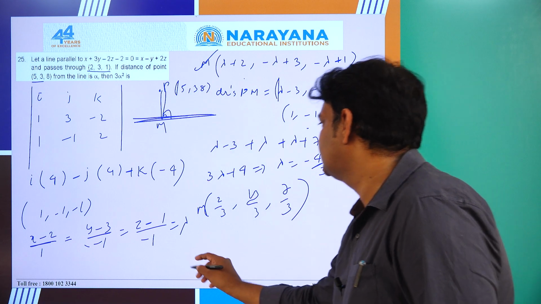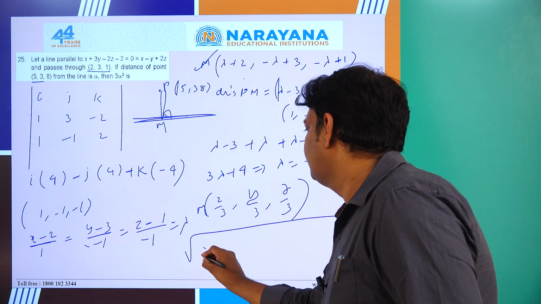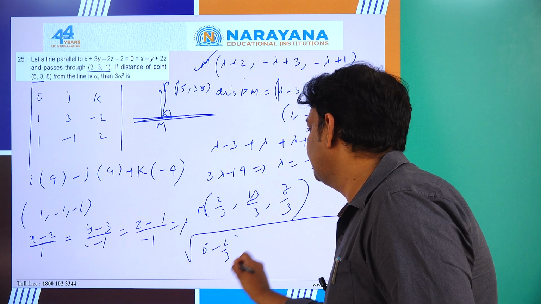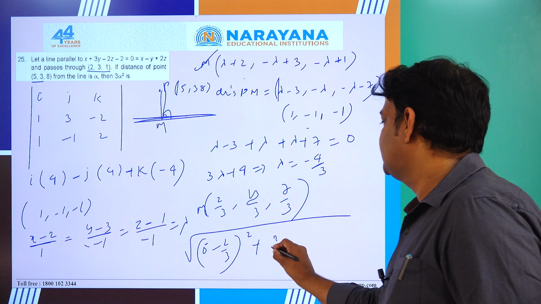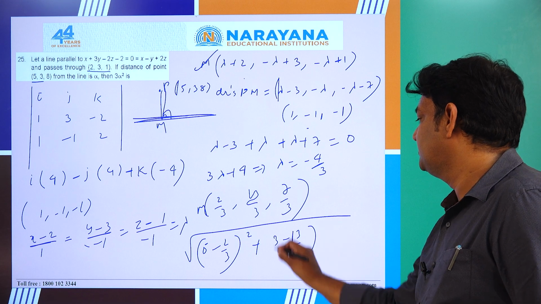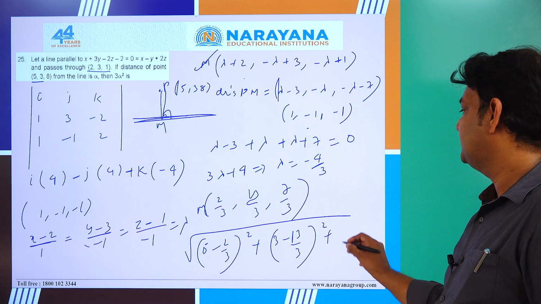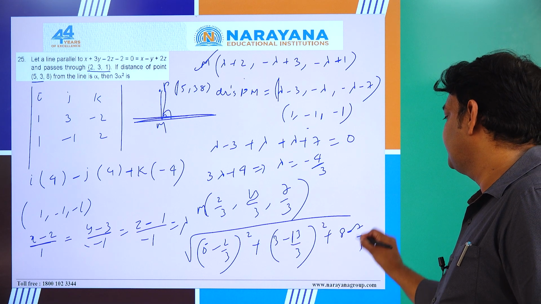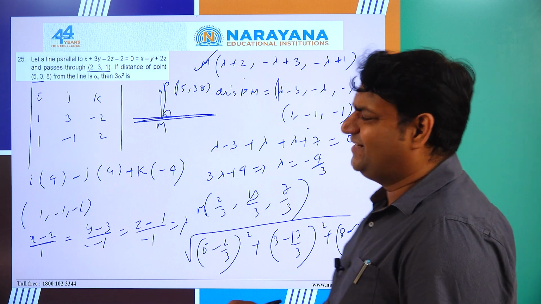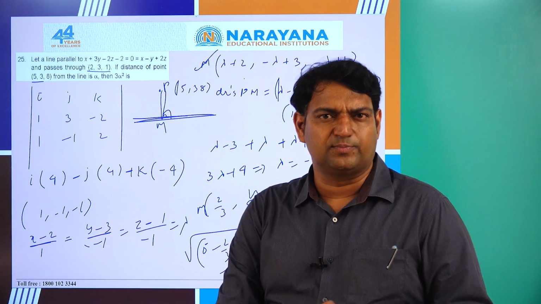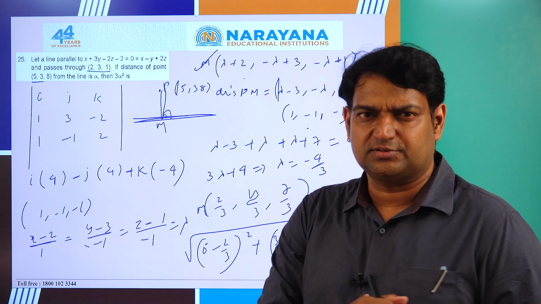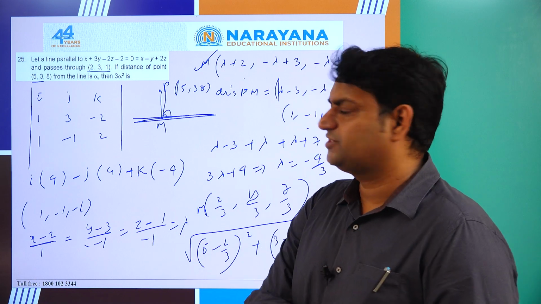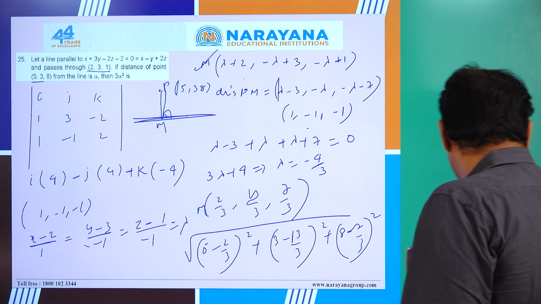So just go for the distance formula: root over of (5 - 2/3) whole square plus (3 - 13/3) whole square plus (8 - 7/3) whole square. This is again a little time-taking but quite a simple problem. You have done a number of such problems. So it's a very simple question. You are supposed to get it right in the exam.